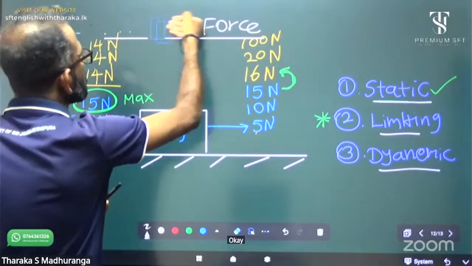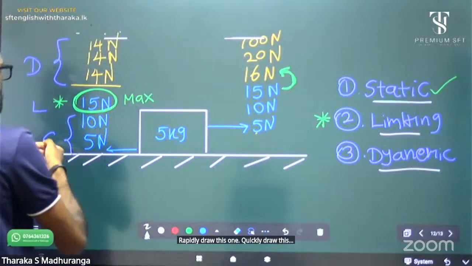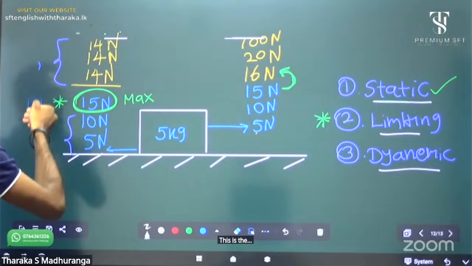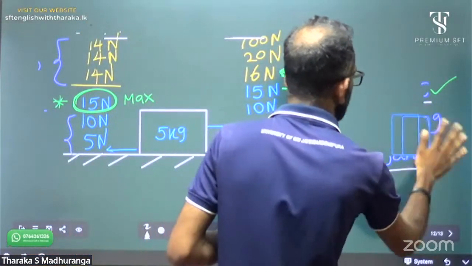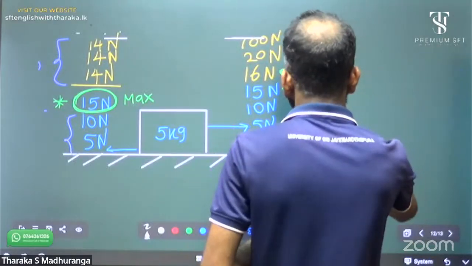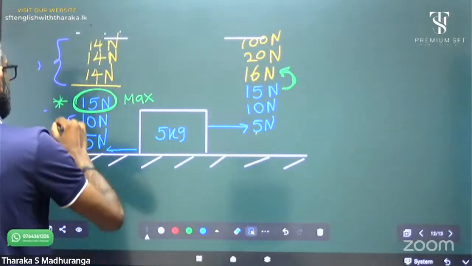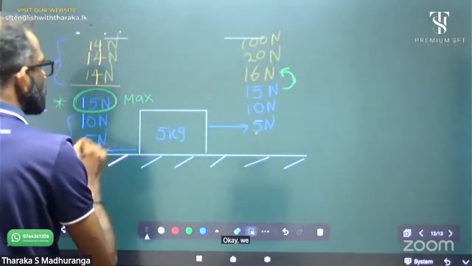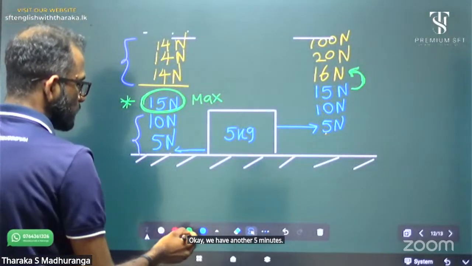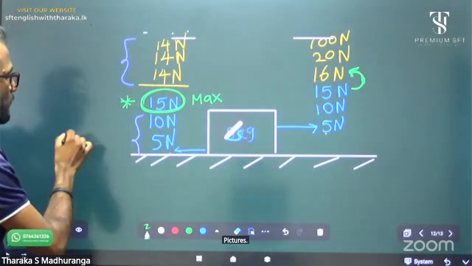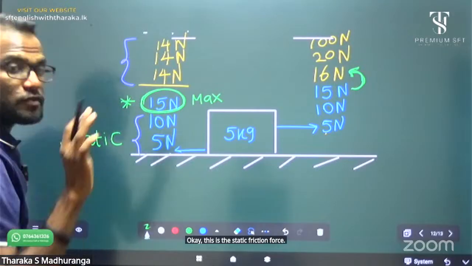Okay, can you rapidly draw this one? Quickly draw this. We have another 5 minutes, so let's do the graph quickly. Okay, this is the static friction force.